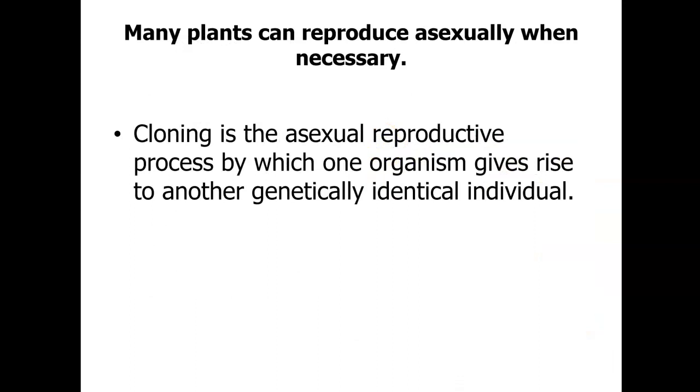Many plants are going to be able to reproduce asexually when they need to. Sometimes they can reproduce both sexually and asexually. So cloning is going to be the asexual reproductive process by which one organism gives rise to another genetically identical organism.